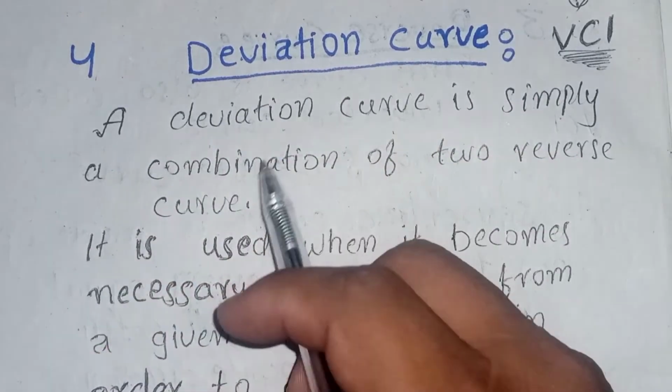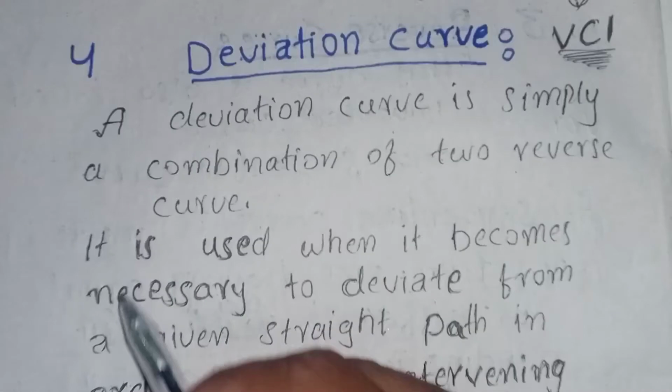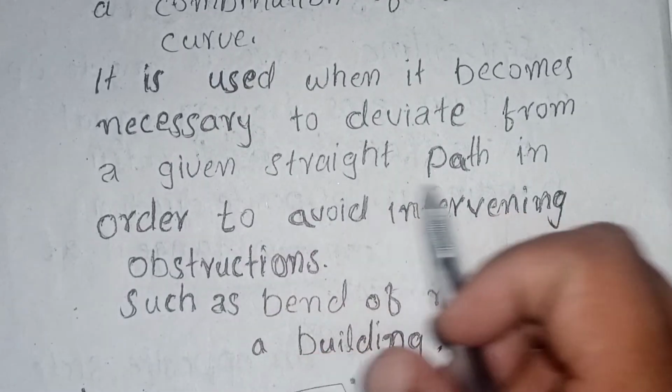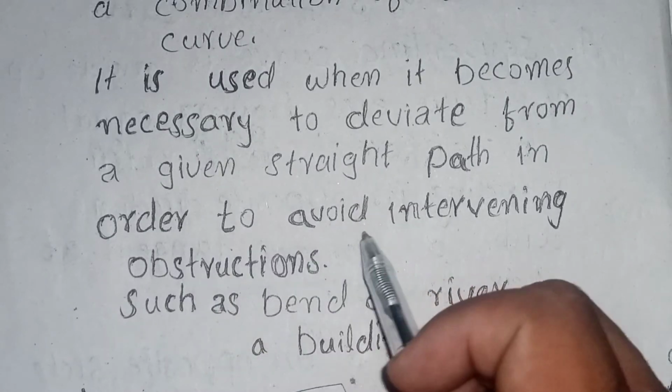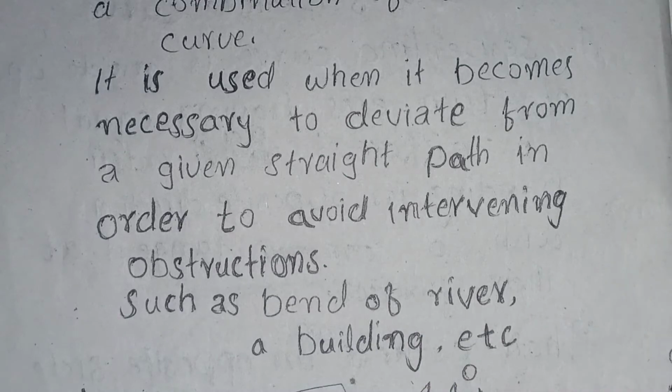Number fourth, deviation curve. A deviation curve is simply a combination of two reverse curves. It is used when it becomes necessary to deviate from a given straight path in order to avoid an intervening obstruction such as a bend of a river, a building, etc.